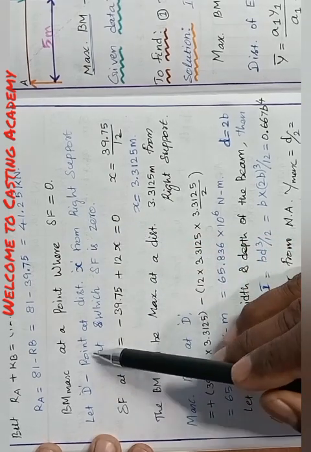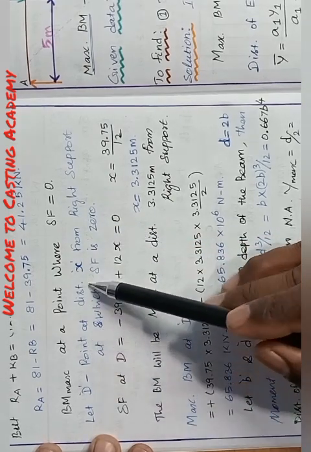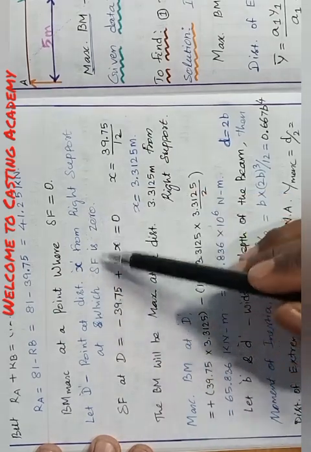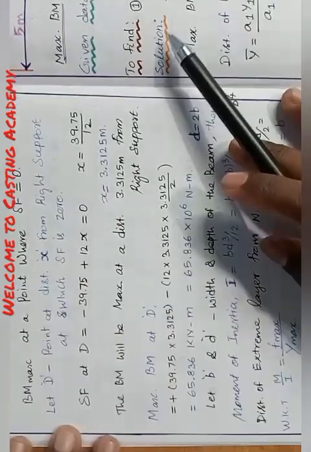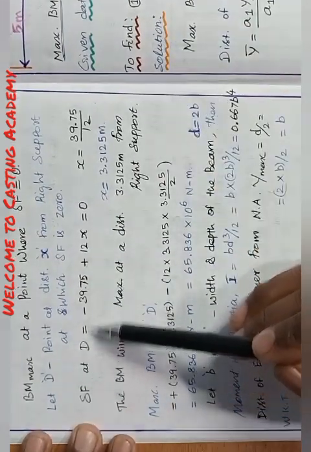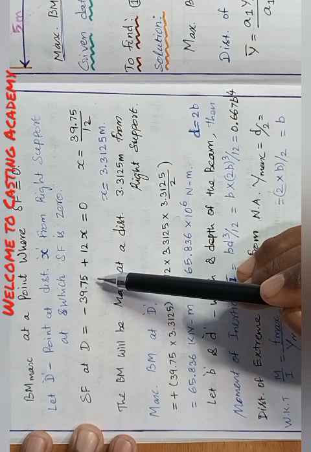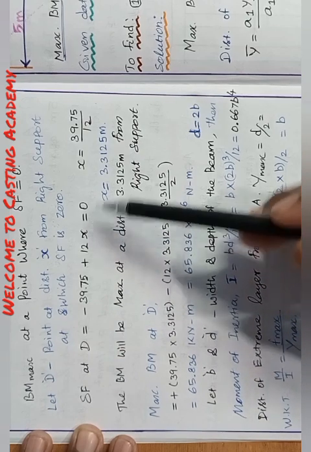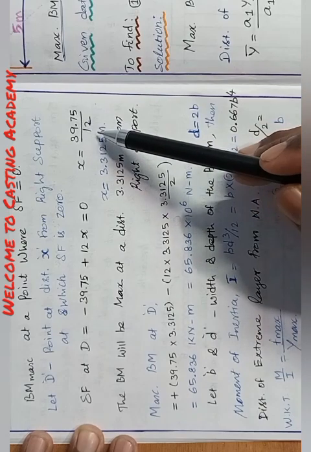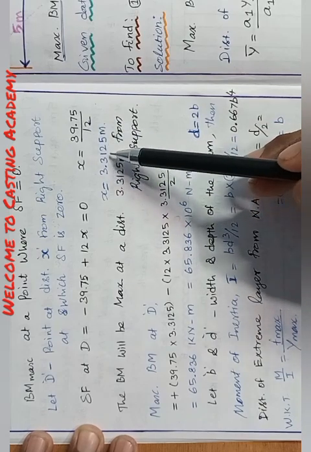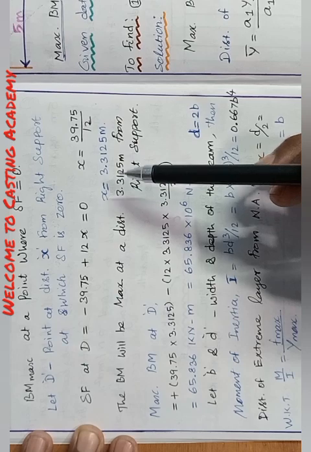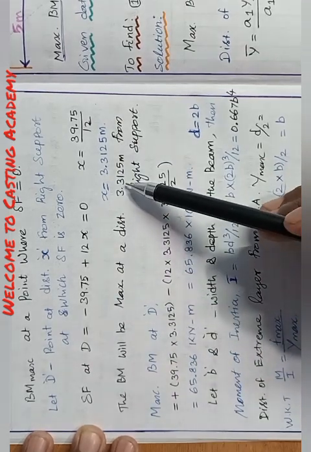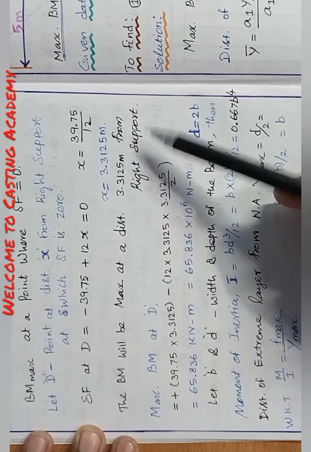So bending moment is maximum at a point where SF equal to 0. Let D be the point at a distance x from the right support at which the shear force is 0. SF at D equal to minus 39.75 plus 12 into x, that is 12x equal to 0. Here x equal to 39.75 divided by 12, we got 3.3125 from the right support. The bending moment will be the maximum at a distance 3.3125 from the right support.